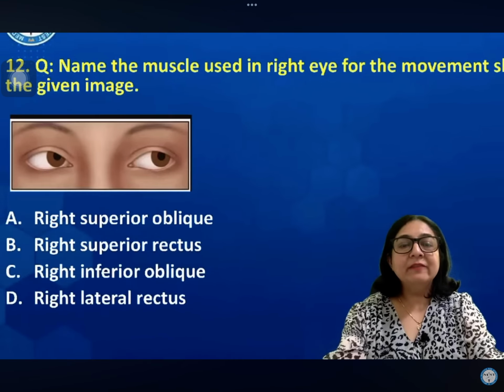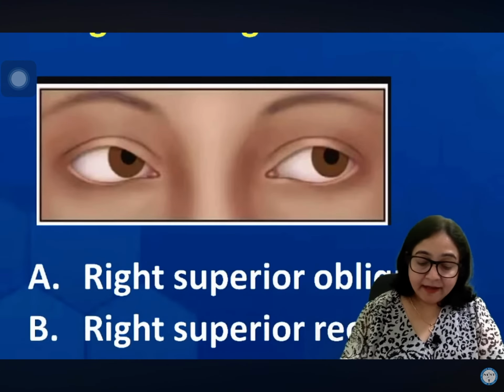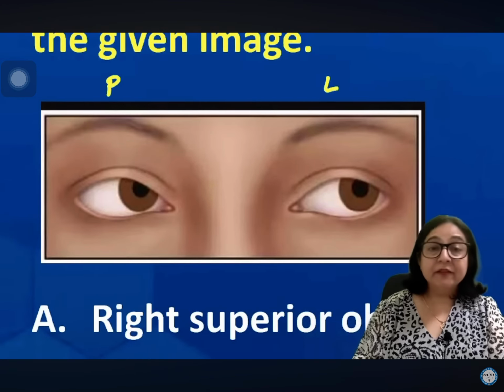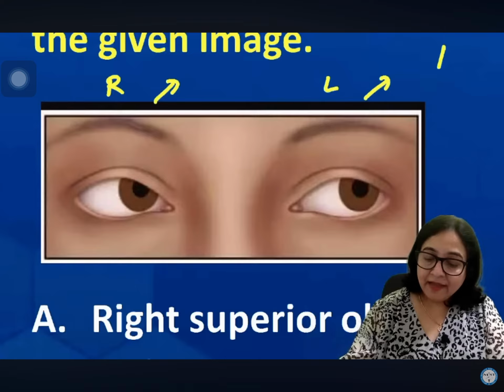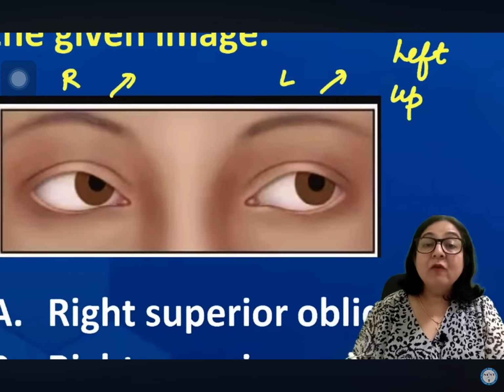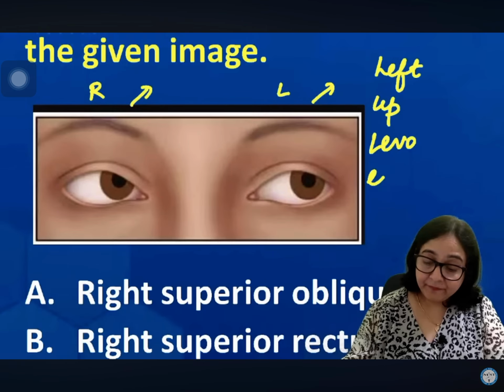First of all, see what is the movement in the given image, and then identify the muscle used for the right eye. Now this is the left eye of the patient, this is the right eye of the patient. Both the eyes are looking towards the left side, left and up. So we call it levo elevation. This movement is called levo elevation.